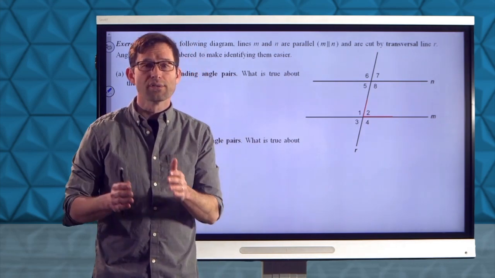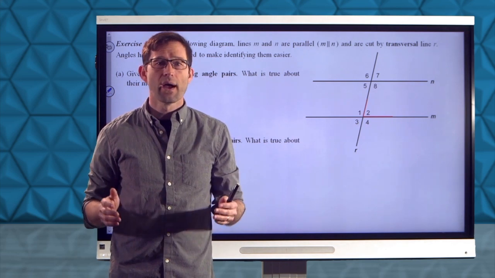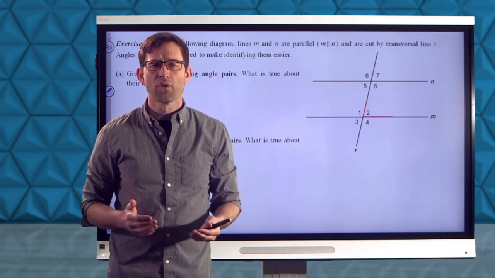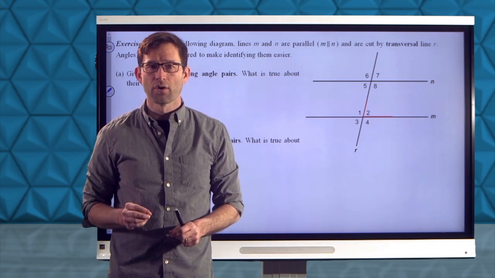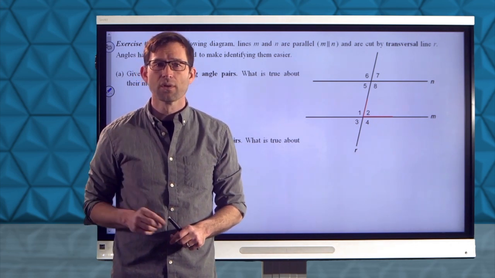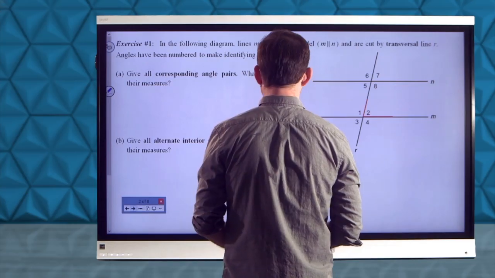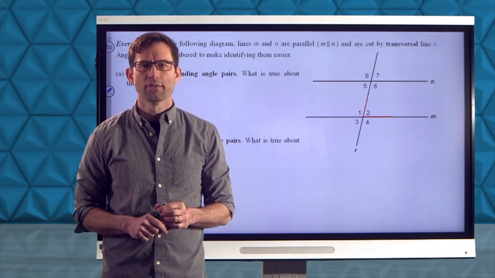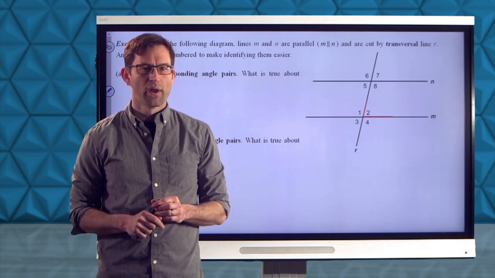Some of those angles are known as corresponding angles. Some of them are known as alternate interior angles. There's also angles called same-side interior angles, same-side exterior angles, all sorts of different names. But the two most important ones are corresponding angles and alternate interior angles. And that's what this first exercise gets at. So let's look at letter A. Give all corresponding angle pairs. What is true about their measures? See if you can remember what the corresponding angle pairs are.